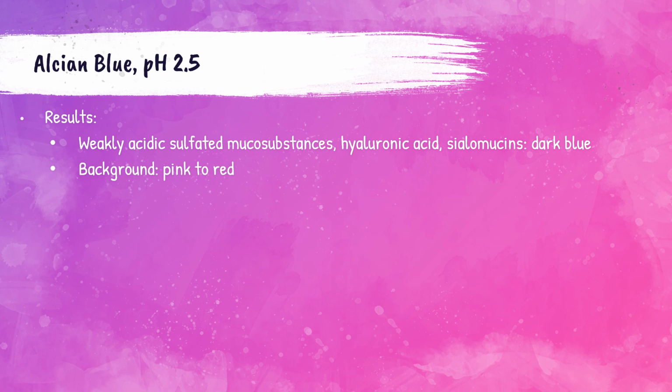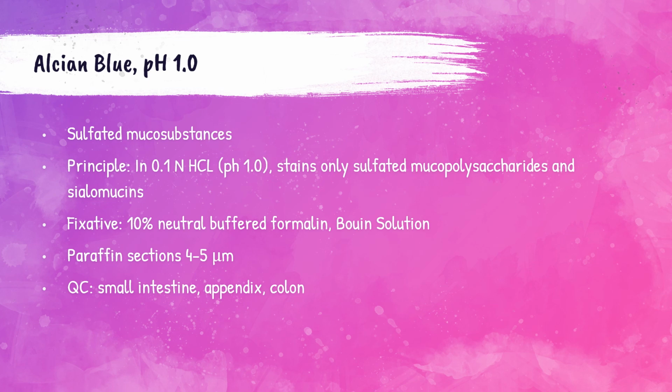Let's talk about the Alcian blue pH of 1.0 first. Alcian blue at a pH of 1.0 is used to stain sulfated mucosubstances. When combined with the 0.1 normal hydrochloric acid with a pH of 1.0, Alcian blue stains only sulfated acid mucopolysaccharides and sialomucins. The carboxylated versions are not stained with the Alcian blue with a pH of 1.0. Tissue needs to be cut from 4 to 5 microns in thickness and fixed in 10% neutral buffered formalin and Bouin solution.